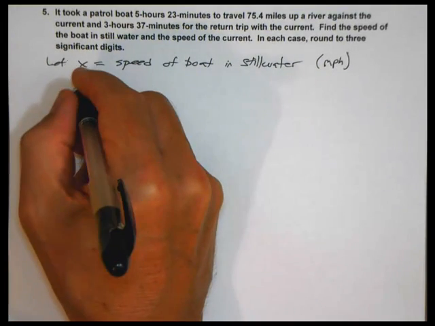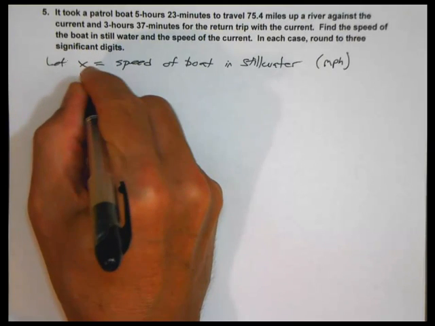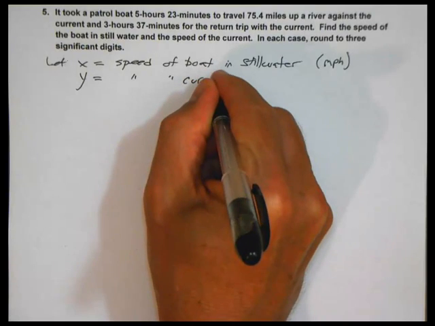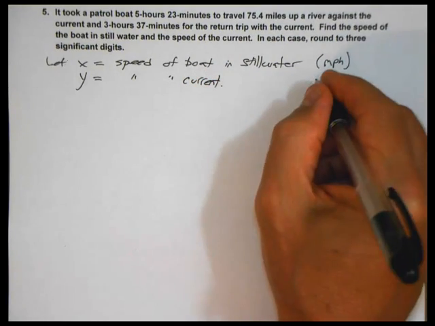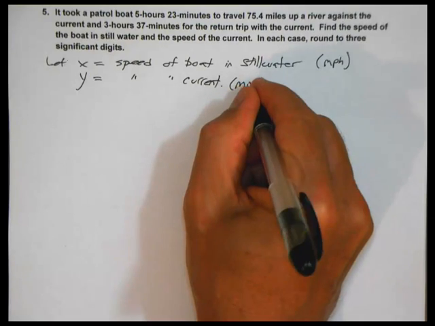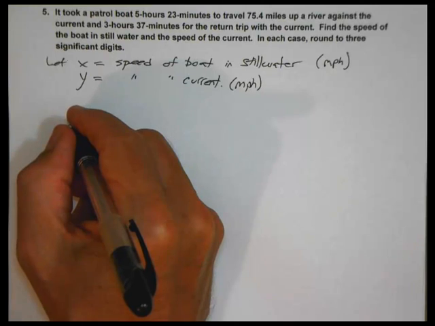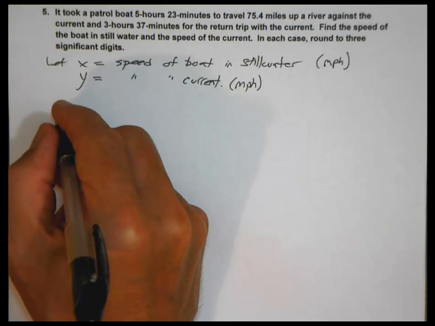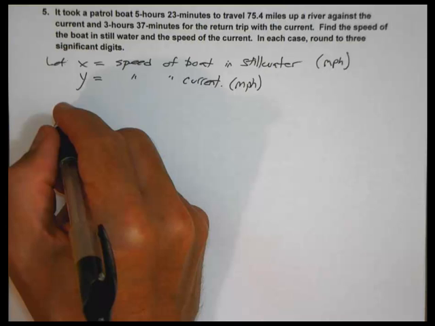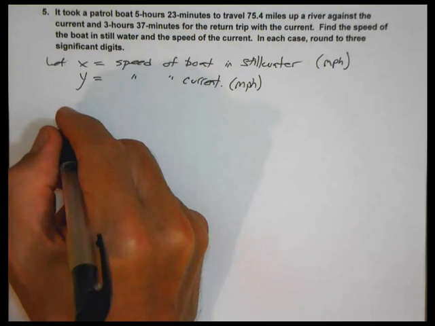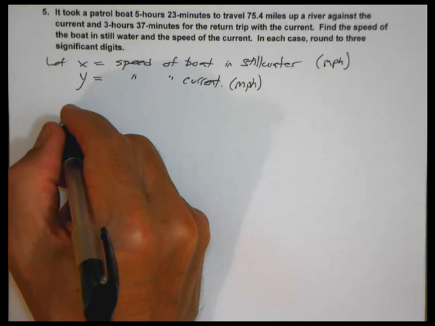And then we can similarly go with y to be the speed of the current. That'll be miles per hour. Okay, now what can we do about getting some equations formulated here? It takes this patrol boat 5 hours, 23 minutes to travel 75.4 miles up a river.